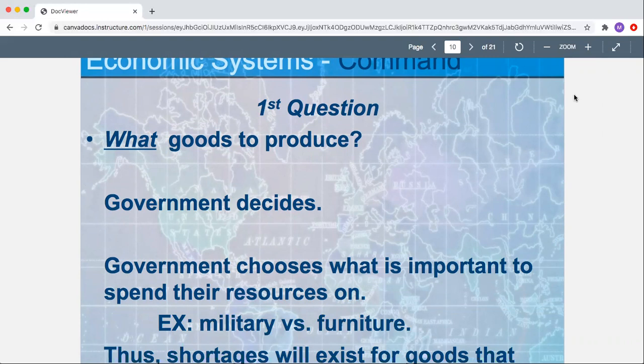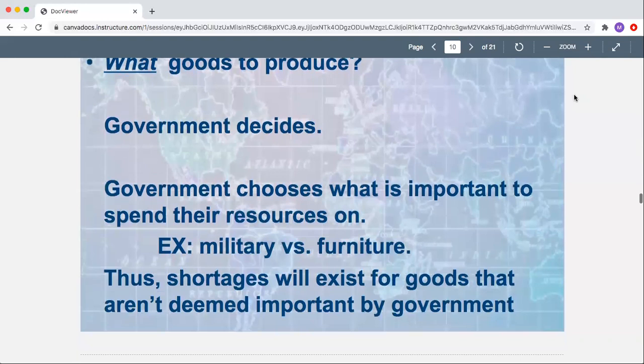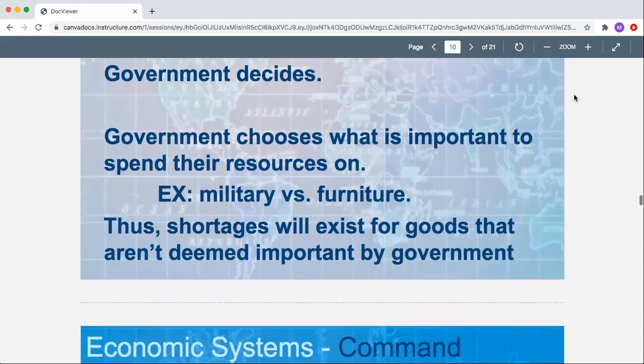So for example, this is military versus furniture. So if there was a war at the time and they felt like, you know what, buying things that are helpful for the military are more important than making furniture, then that's what they're going to focus on. So it says, thus, shortages will exist for goods that aren't deemed important by government.